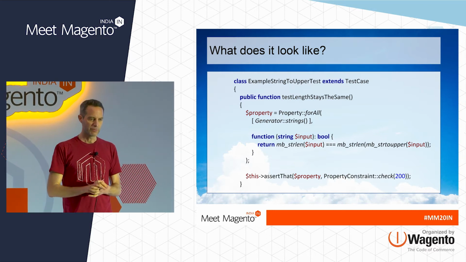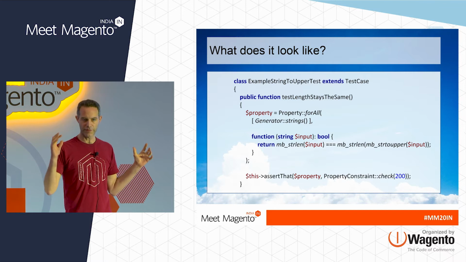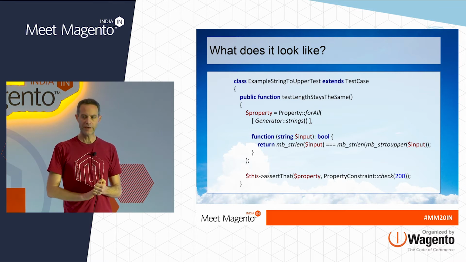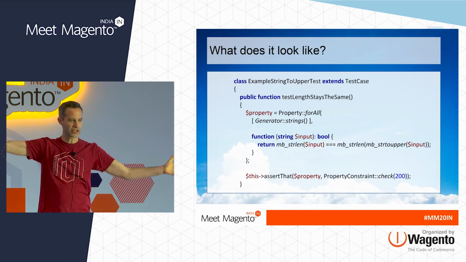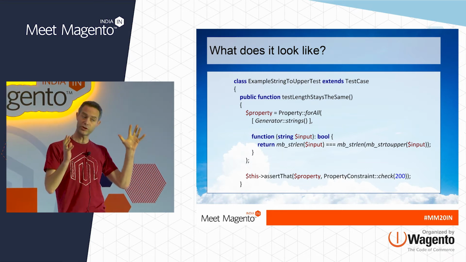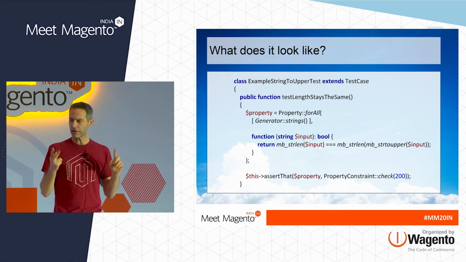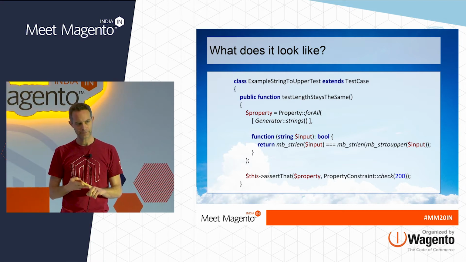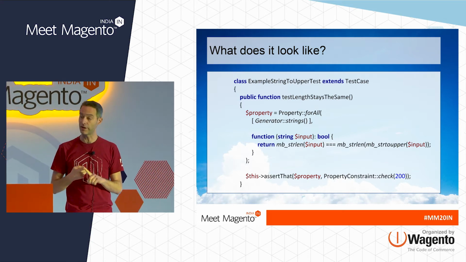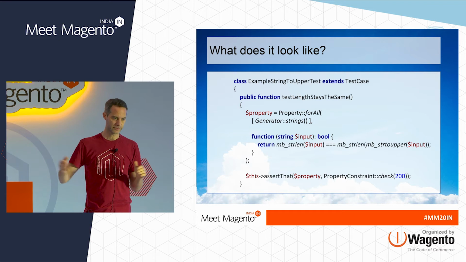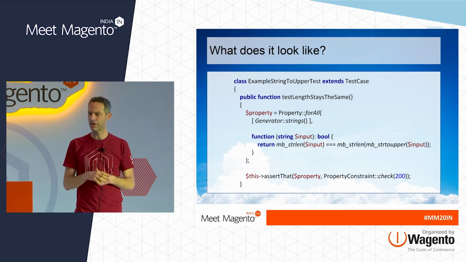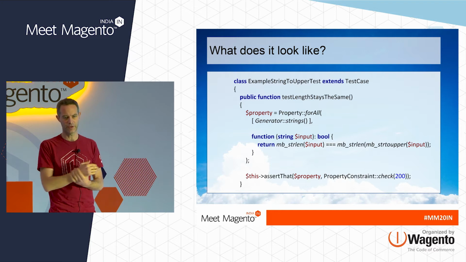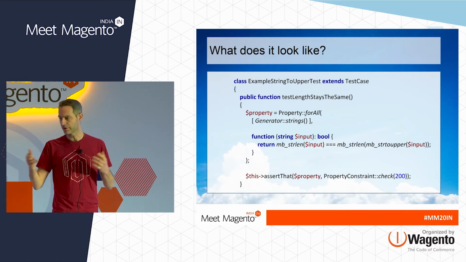Now, inside of the test method, we first of all define the property using the static method call Property::forAll. Property is a class that is imported out of the QuickCheck library. And forAll means, for all the inputs for this function, this property should be true. And forAll takes two arguments. The first argument is an array with generators. So here in this example test, I'm just testing something about uppercasing strings with mb_strtoupper.